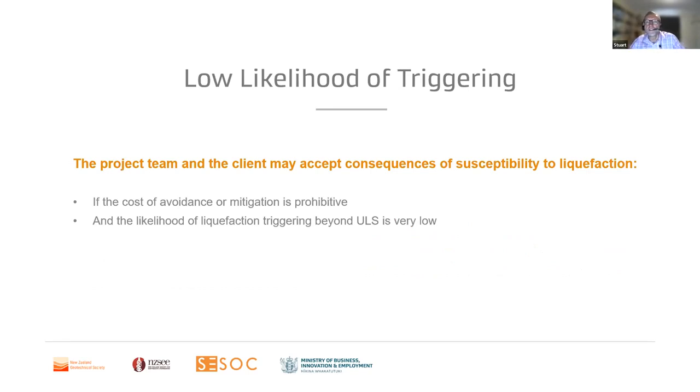So far through this presentation, we've been talking about avoiding or mitigating liquefaction effect of susceptible soils, regardless of the triggering. But there will be situations where that's just not reasonable. And that could be the situations where the cost of mitigation is prohibitive, and that is in addition, the likelihood of liquefaction and triggering beyond ULS is very low. So in those situations, there could be good justification for not allowing for the consequences of soil susceptible to liquefaction.